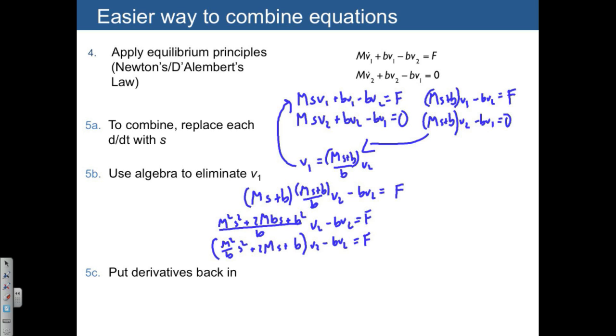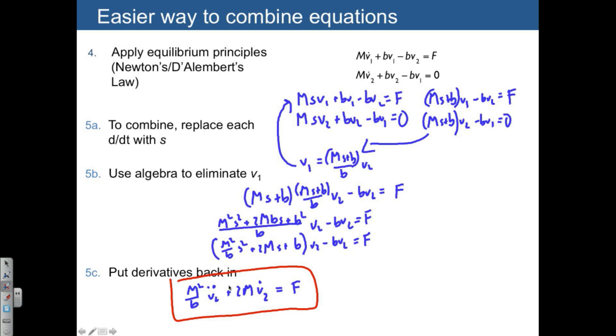And then finally, let's put our derivatives back in. So we can end up with M squared over B, V2 double dot, plus 2M V2 dot, plus B, these actually are going to eliminate each other. So we end up with 2M V2 dot is equal to F. So now we have a single differential equation relating capital F to our output variable of interest, V2.